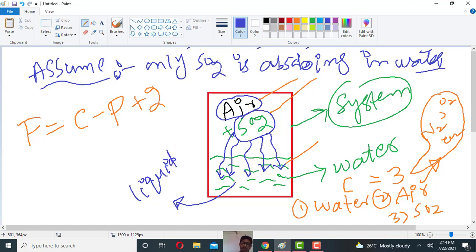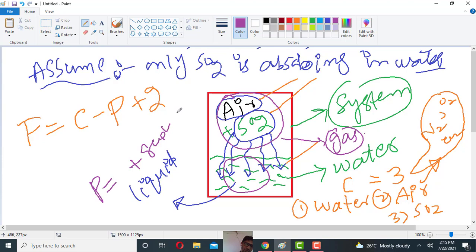The second one is the gaseous phase. So there are 2 phases. One is the gas phase, and this is the liquid phase. So one is liquid plus gas, so P is equal to 2. One is gas phase, one is the liquid. So P is equal to 2 for this system.